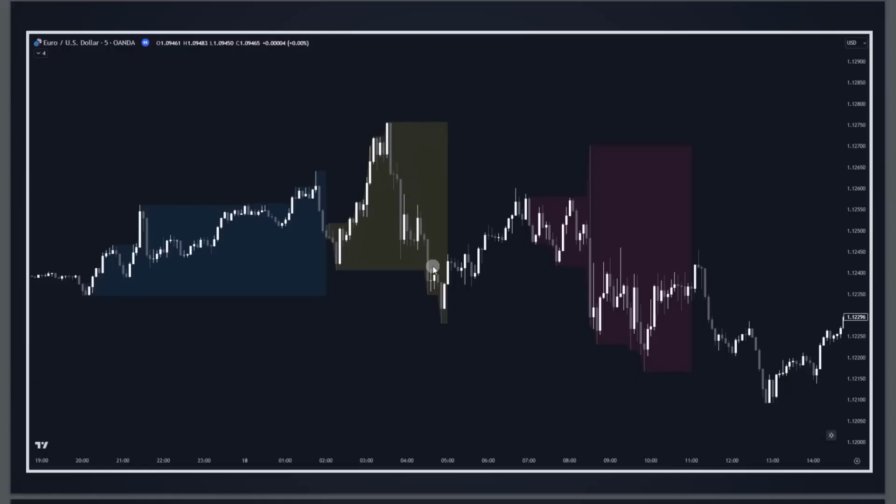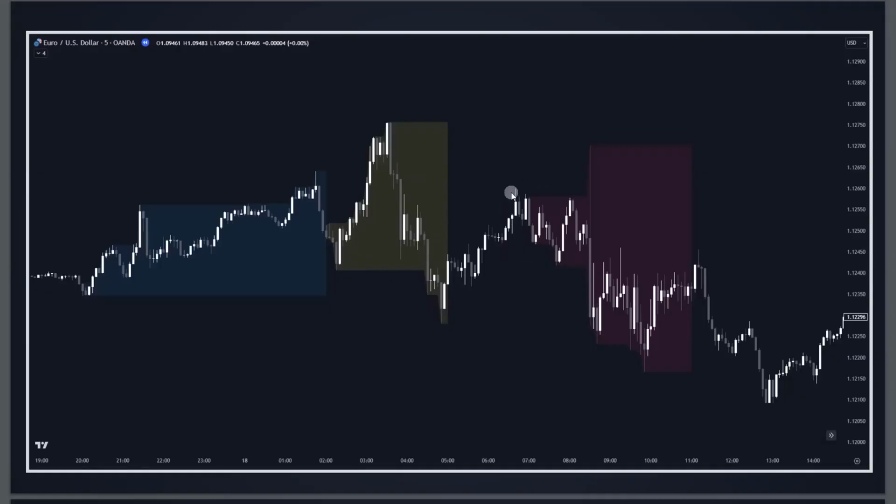Price goes lower, goes into the Asian low right here, and starts to reverse. Even though the reversal happens slightly after London, this is still part of the London session, but not the London kill zone. However, this can be part of the reversal that happened in the London session. We have a reversal. What do we expect?